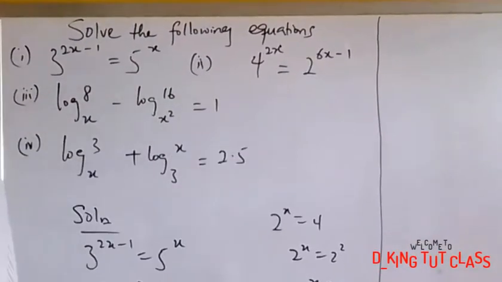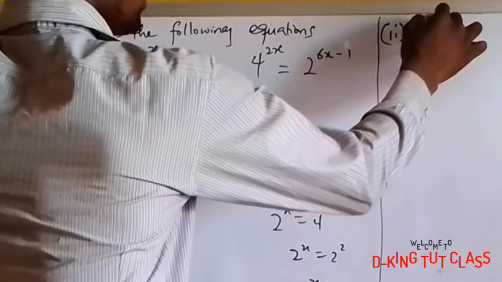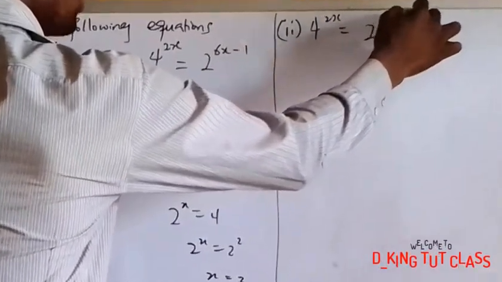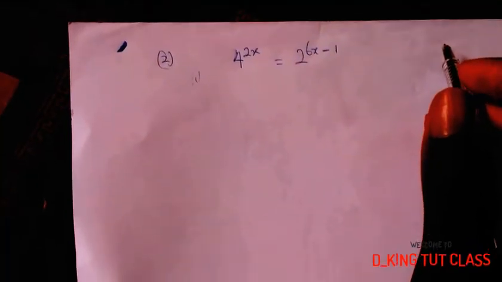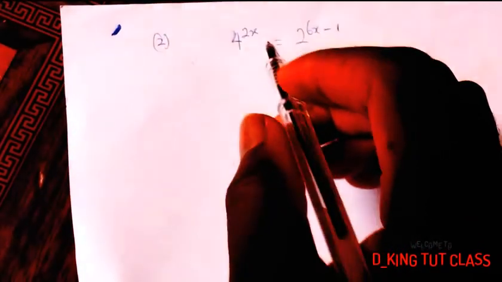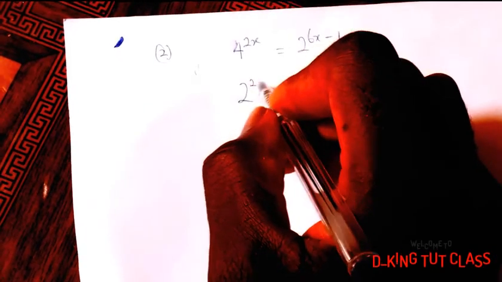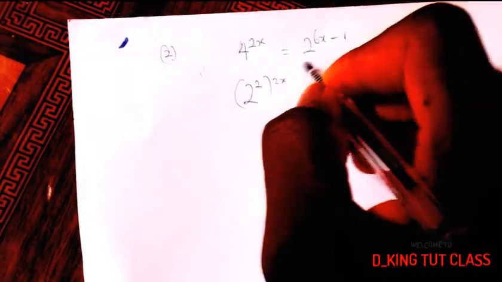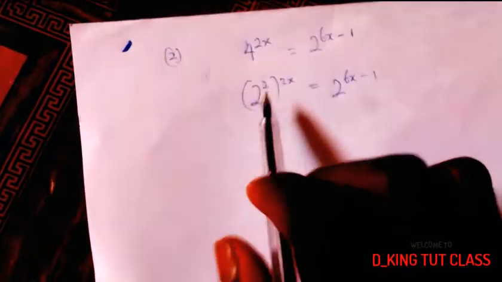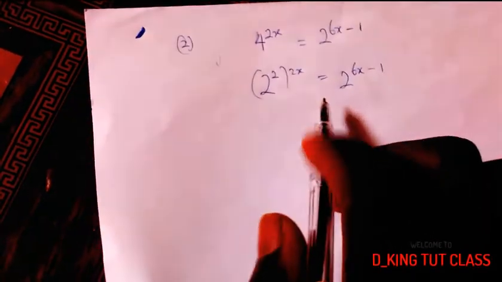Now for number 2 example, we have 4 raised power 2x equals 2 raised power 6x minus 1. In which case, I'm going to be having it as 2 raised power 2 all raised power 2x equals 2 raised power 6x minus 1. Where in this case, I can easily represent this 4 as 2 raised power 2 and leave this one as 2. So I can have the same base.